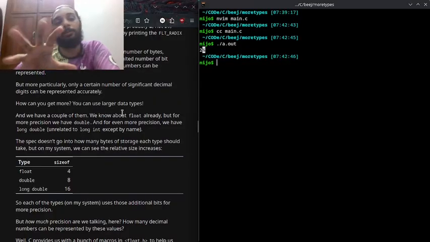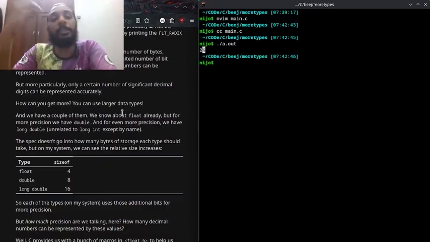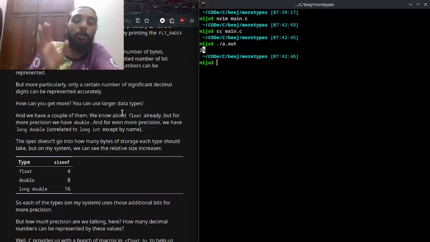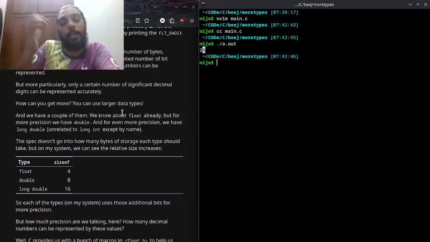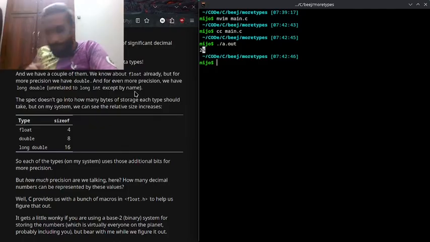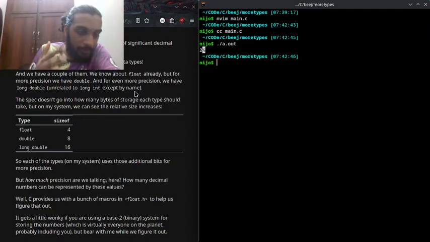Now, so we have a number that's represented by a number of bytes encoded in some way. Because there are a limited number of bit patterns, a limited number of floating point numbers can be represented. But more particularly, only a certain number of significant decimal digits can be represented accurately. How can you get more? You can use larger data types. And we have a couple of them. We know about float already, but for more precision we have double, and for even more precision we have long double, unrelated to long int except by name. The spec doesn't go into how many bytes of storage each type should take, but on my system we can see the relative size increases.